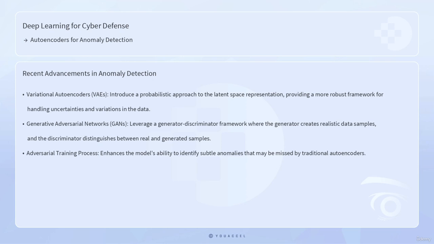Recent advancements in the field have explored the use of variational autoencoders and generative adversarial networks for enhanced anomaly detection. VAEs introduce a probabilistic approach to the latent space representation, providing a more robust framework for handling uncertainties and variations in the data. GANs, on the other hand, leverage a generator-discriminator framework where the generator attempts to create realistic data samples, and the discriminator distinguishes between real and generated samples. This adversarial training process can enhance the model's ability to identify subtle anomalies that may be missed by traditional autoencoders.